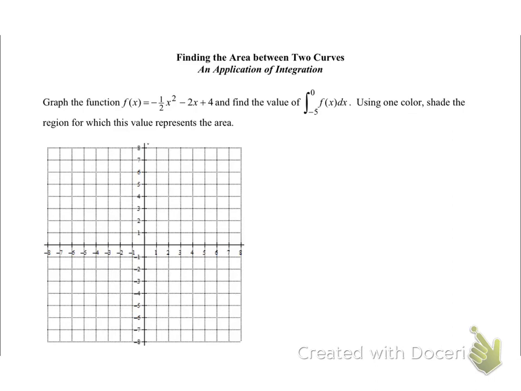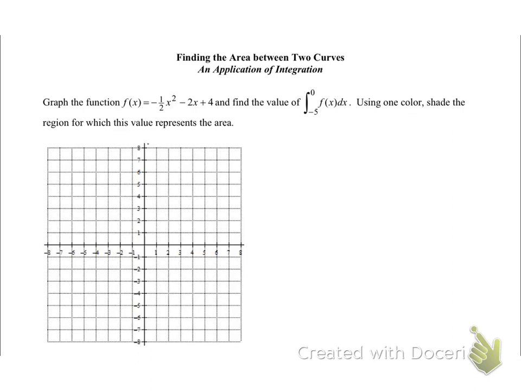You do have to know what functions look like. If this is on the non-calculator portion, you do have to know what these functions look like in order to figure out, okay, which one is the top function and which one is the bottom. But let's just jump in. So it says graph the function f of x is equal to negative 1/2 x squared minus 2x plus 4 and find the value of the integral from negative 5 to 0 of f of x.